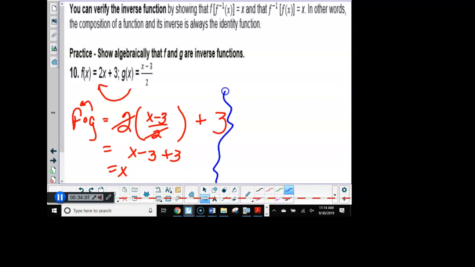Then the other one, you're supposed to show algebraically both work. So this would be putting f into g. So putting this one in here would be, instead of an x minus 3 all divided by 2, what goes in here is a 2x plus 3. So what happens first there?